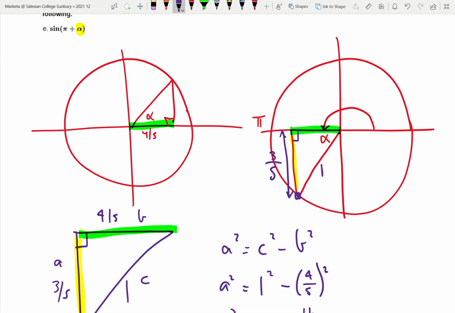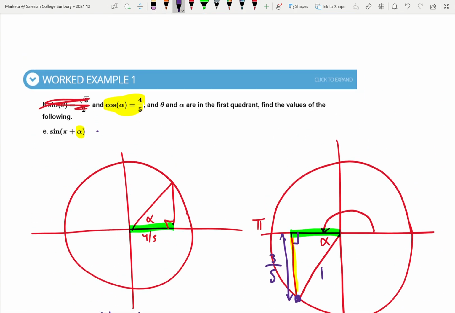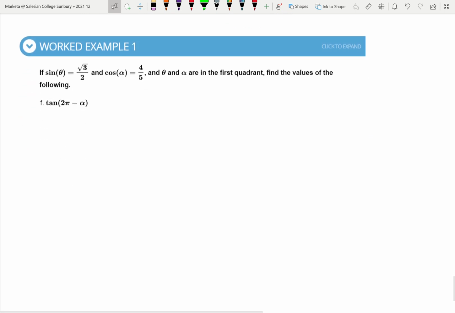But now we need to decide if it's positive or negative. So again, think about a normal Cartesian plane, x and y axis, and sine refers to the y axis. Your y value here would be negative. So it's going to be negative 3/5. So I guess I'll write it here, equals neg 3/5. All right, I think there might be just one more.